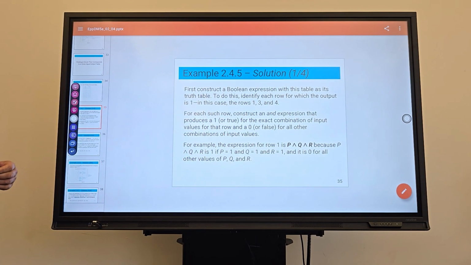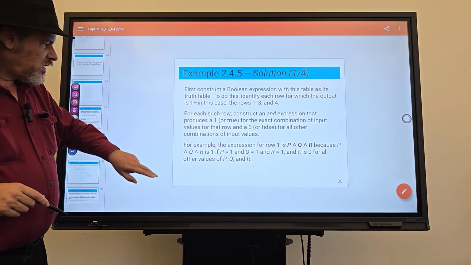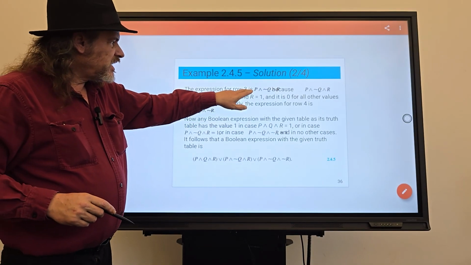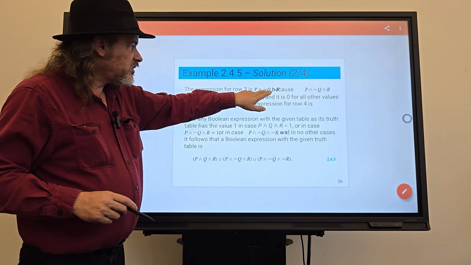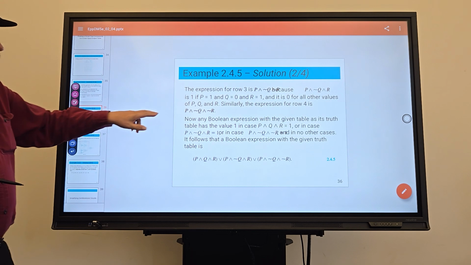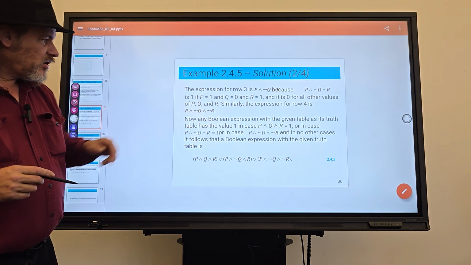For each row, construct an AND expression that produces a 1 for the exact combination of input values for that row, and a 0 for all other combinations of input values. So for row 1, it's P and Q and R. In row 3, it would be P and not Q and R. And then for row 4, it'd be P and not Q and not R.